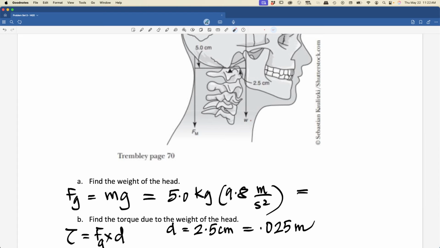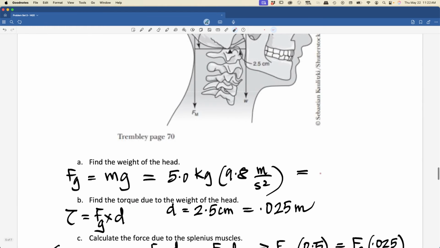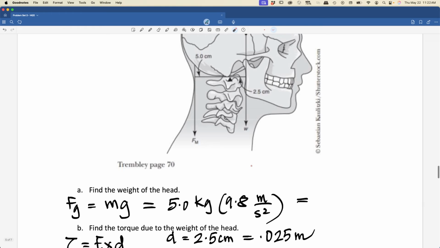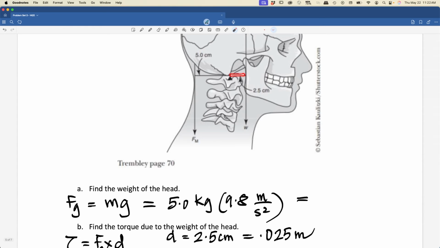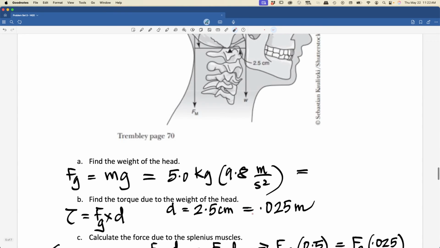In part B, find the torque due to the weight of the head. I already told you. Whatever is the weight that you get from here, multiply that with D, which is 2.5 centimeters, see? But we can't use centimeters, so you have to change it into meters by dividing by 100, which I've done. And that will give you the torque due to the weight of the head.